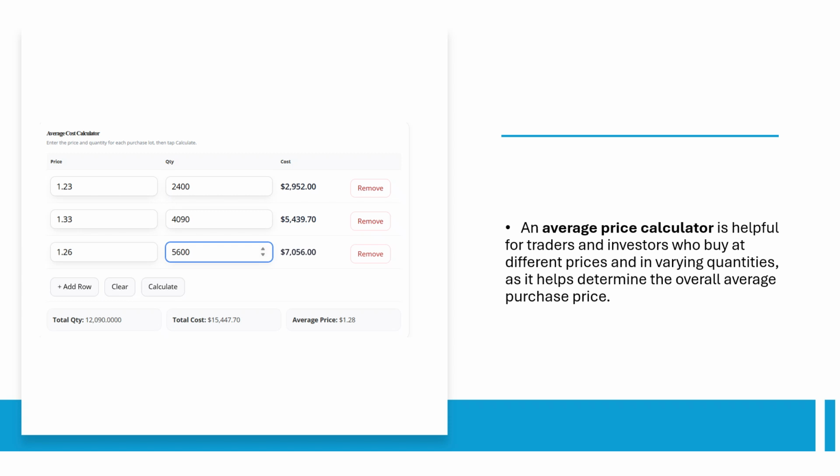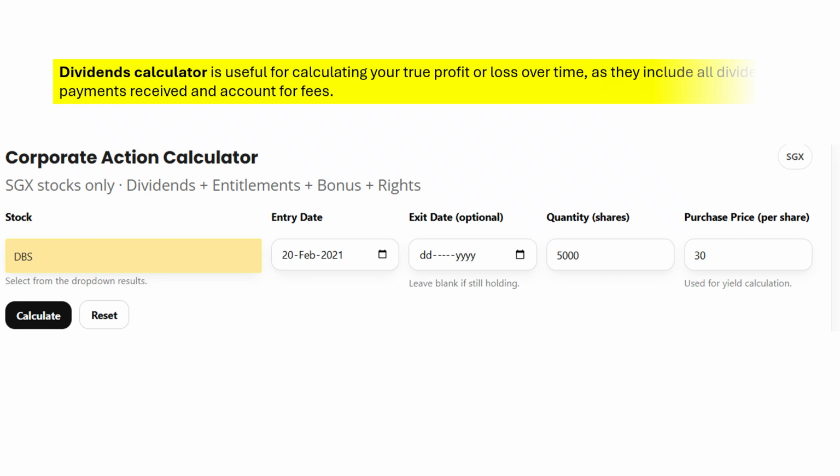An average price calculator is helpful for traders and investors who buy at different prices and in varying quantities, as it helps determine the overall average purchase price. Dividends calculator is useful for calculating your true profit or loss over time, as they include all dividend payments received and account for fees.